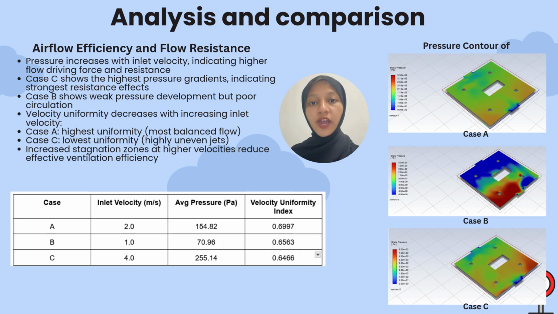Next, we move to the airflow efficiency and flow resistance. For airflow efficiency, increasing inlet velocity also increased pressure from 70.96 Pascal in case B to 255.14 Pascal in case C, indicating stronger driving force and higher flow resistance. However, higher velocity reduced flow uniformity, with case A achieving the highest velocity uniformity index of 0.6997. This shows that case A provides the best balance between airflow strength and distribution.